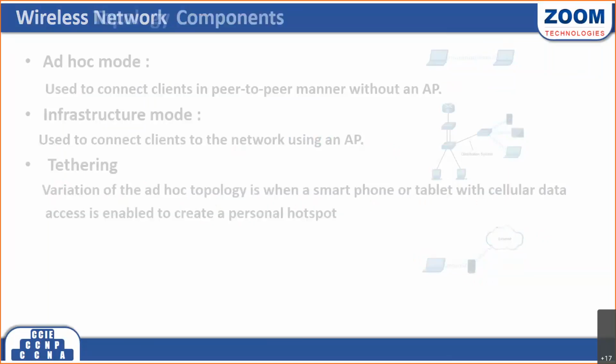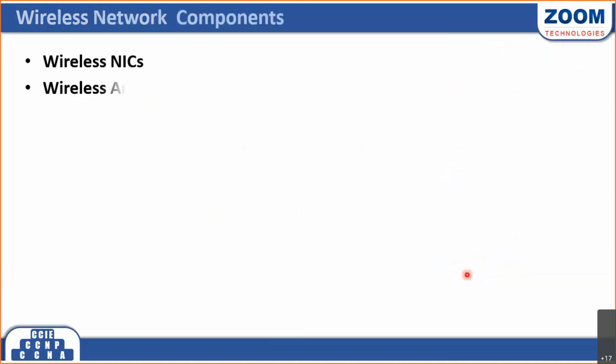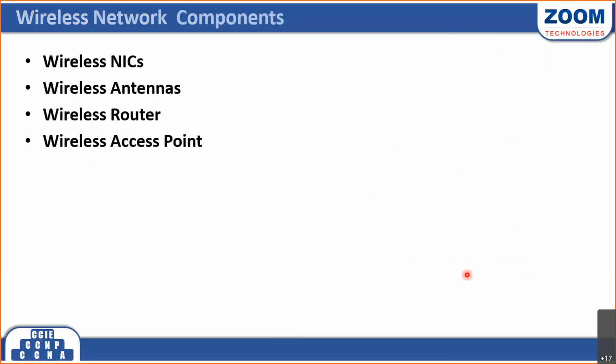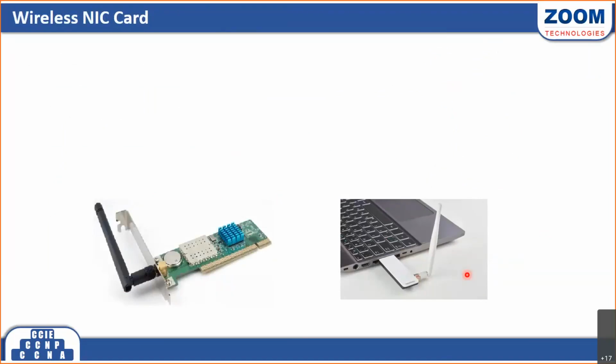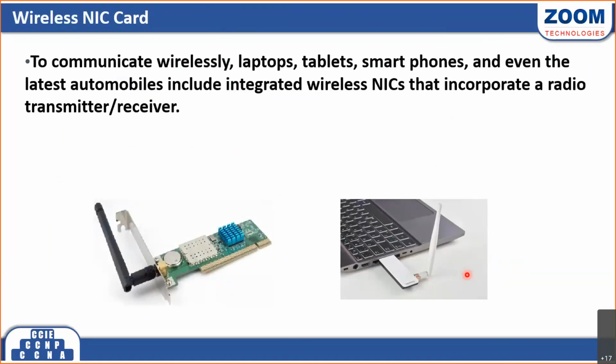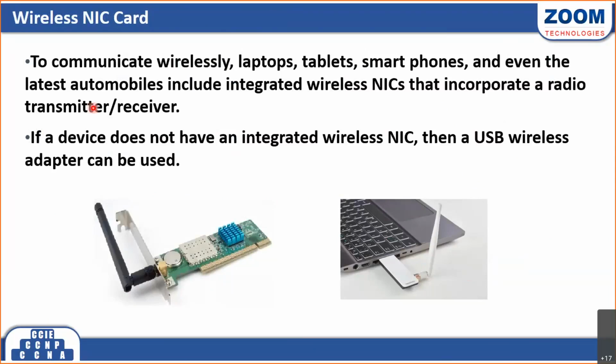Wireless technologies. What are the wireless components we have? Wireless NICs, wireless antennas, wireless router, access point, controller. These are the wireless network components. A wireless network card is used to communicate wirelessly. Laptops, tablets, smartphones, all devices use NIC cards. An external NIC can also be used. If a device does not have an integrated wireless NIC or if it has failed, then a USB wireless adapter can be used.